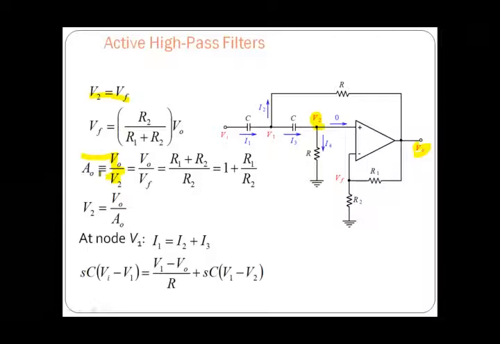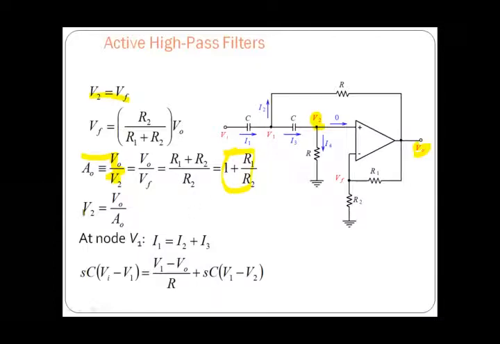As we have considered the virtual ground concept, V naught and V2 are equal, so in the place of V2 we can write Vf. As we have determined the Vf value, we are going to substitute it in this equation. Then the equation becomes R1 plus R2 divided by R2, which is nothing but 1 plus R1 by R2. If we observe this, 1 plus R1 by R2 is nothing but the gain of a non-inverting amplifier of an operational amplifier.